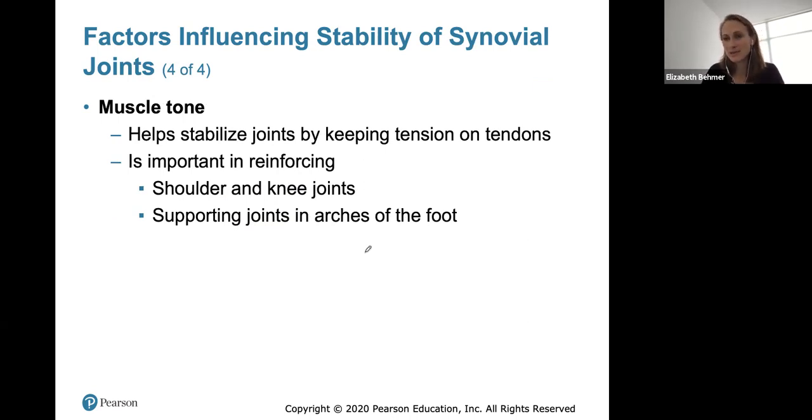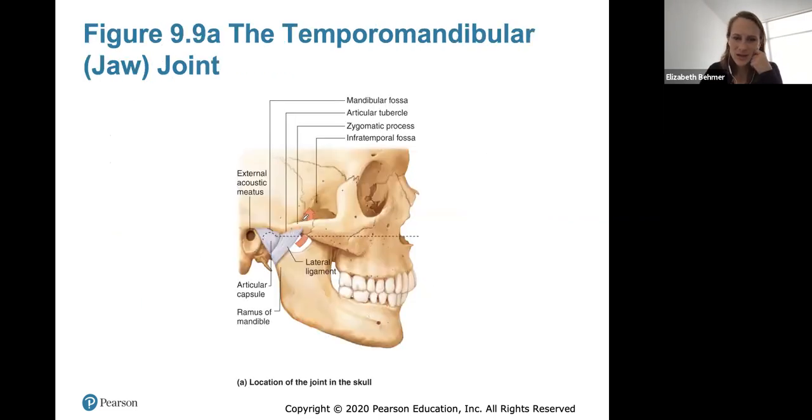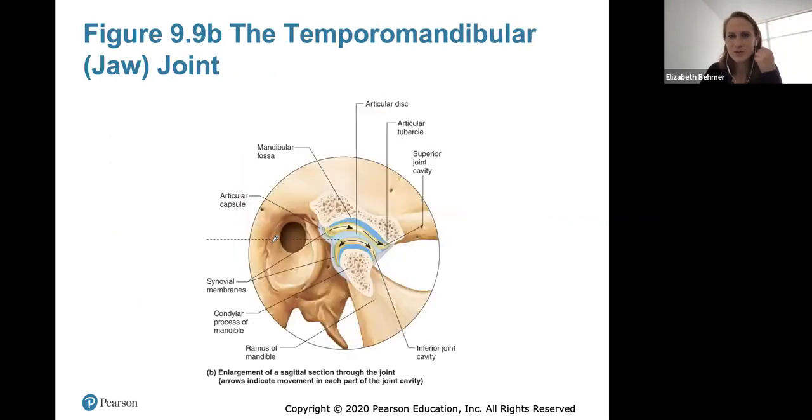So muscle tone, it is important to work out your muscles to help stabilize your joints better, because as your muscles get stronger, they will help to stabilize your shoulder, your knee joints, as well as supporting the joints and the arches of the foot. The temporomandibular joint is the joint between the mandible and the temporal bone, and that is shown here. You can see how ligaments reinforce that joint.